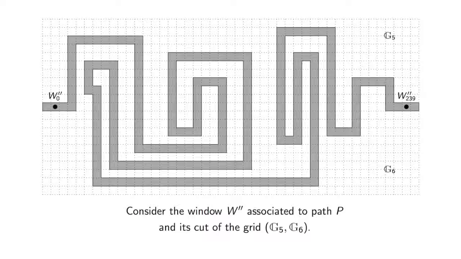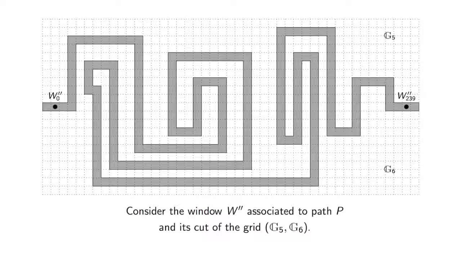Here is the window W second associated to the extremum path P. The graphs G5 and G6 are the cut of the grid associated to this window. The graph G5 is obtained by making the union of G3 and the interiors of the finite dual segments. The graph G6 is obtained by removing the interior of the finite dual segments from G4.